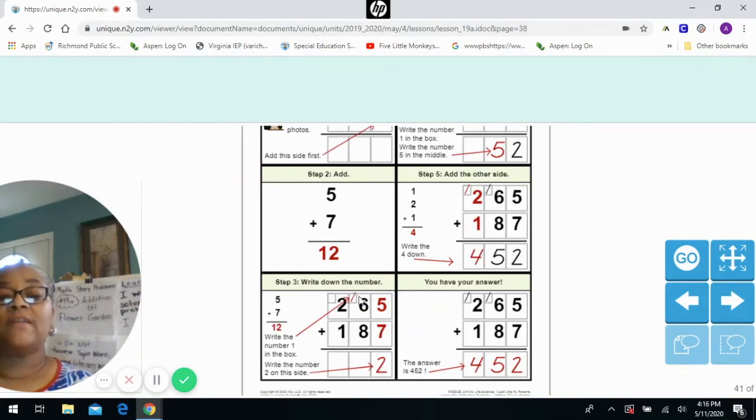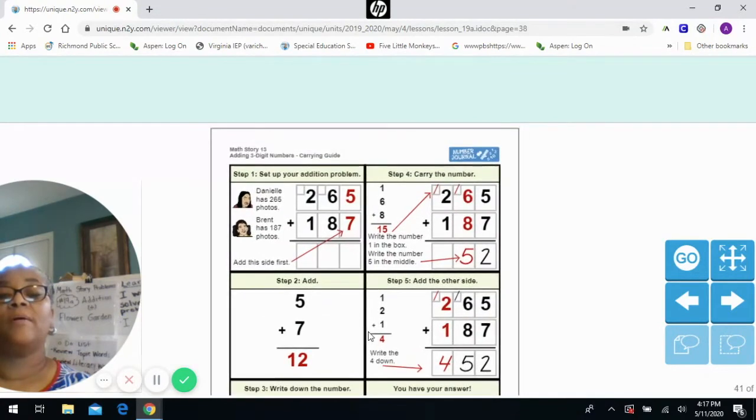So then we're going to write down that number on the one side, because all the ones go together. So we're going to write a 2. And then in this little box, we're going to put that 10, because it's 12. So we need to take that rod, that 10, and put it right here beside that 6, making this number more. So we write the number 1 in the box, and we write the number 2 on this side.